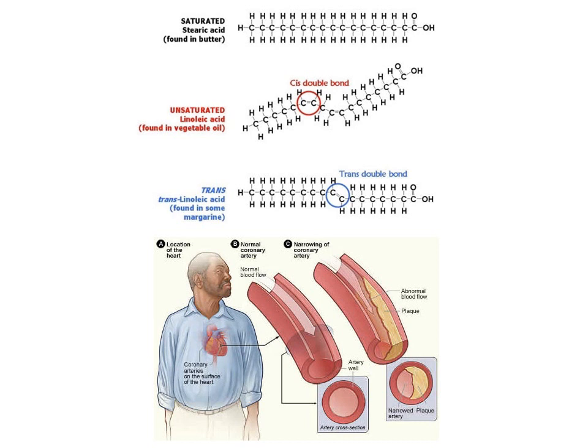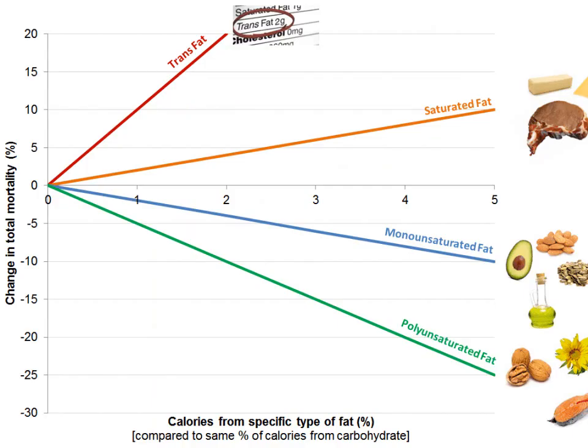So if you look at the difference between the cis kink and a trans kink, all we did was change the spatial arrangement. We just rotated one of those carbons by 180 degrees. Why is this important? The trans fats cause arteriosclerosis. So the trans fats are not good for you at all.